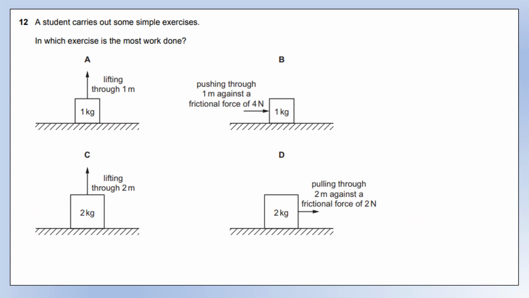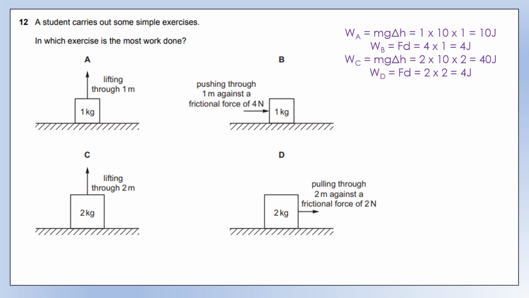So a student carries out some simple exercises. In which exercise is the most work done? So what I'm going to do is calculate the work done in each of the 4 scenarios. So in the first one, we're doing work to increase the gravitational potential energy, so we're going to do the mass times g times the height change. The second one, we're just doing work against friction, so we're going to use work is force times distance to get that. And we're going to repeat the process for C and D, and we can see that C is the one that has the most work, and by quite a long way.